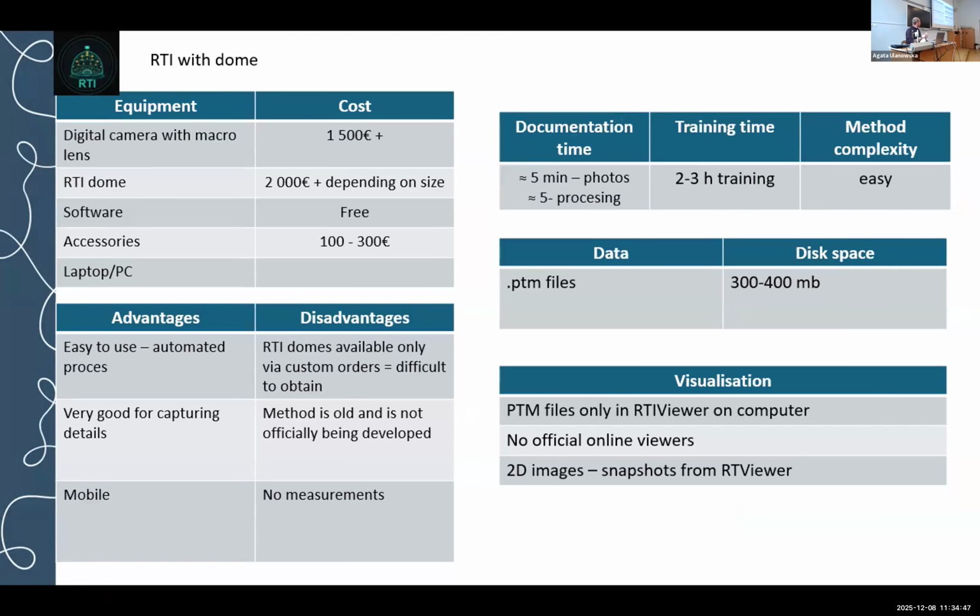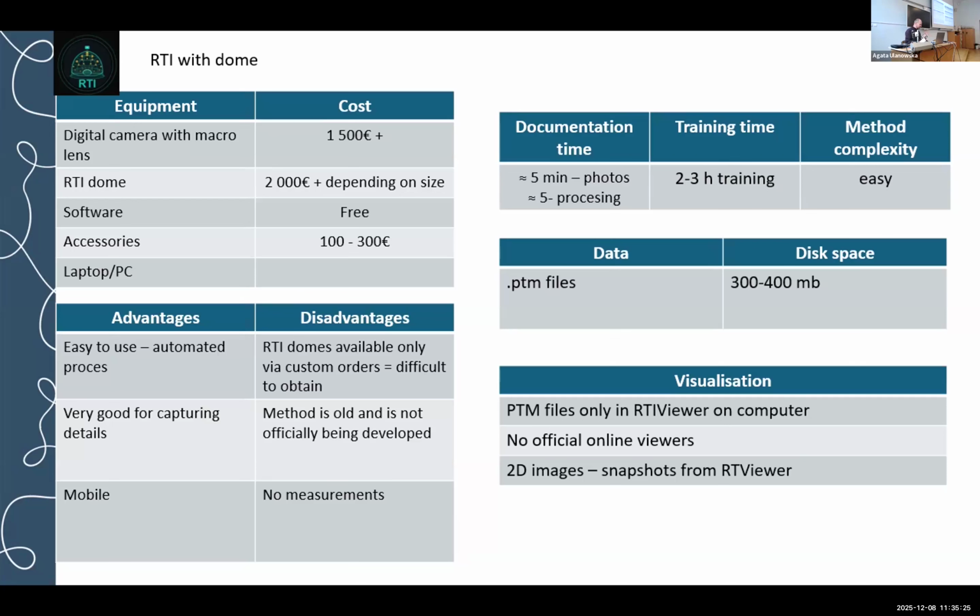The equipment you need to create this type of documentation is a digital camera, which starts from 1,500 euros approximately. And if you want to use an RTI dome, you need to, of course, buy this equipment, and the cost of domes starts from 2,000 euros. The bigger the dome you want to have, the more expensive it will be. The software is free, and accessories cost from 100 to 300 euros.